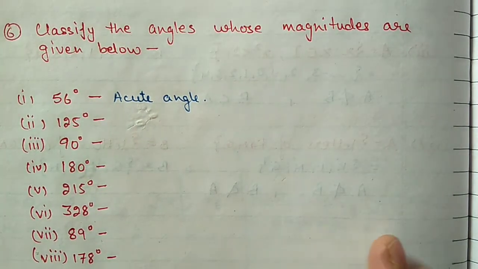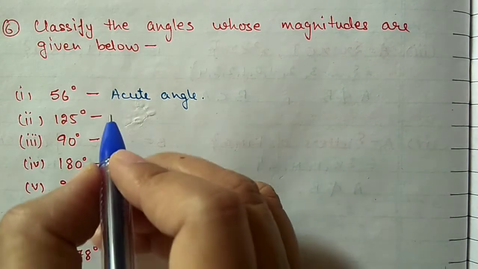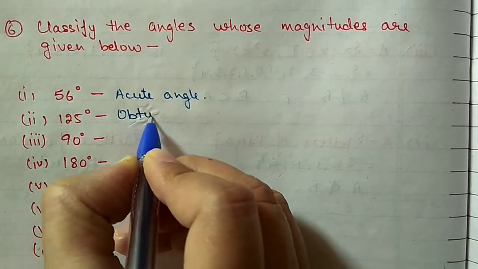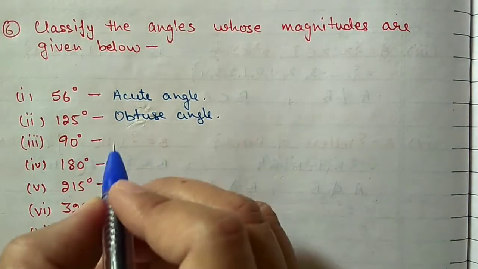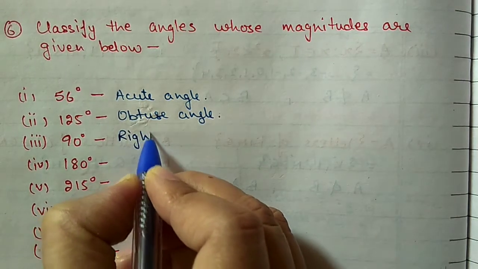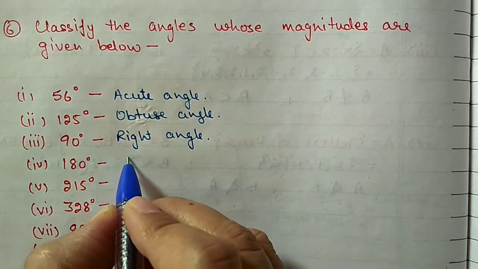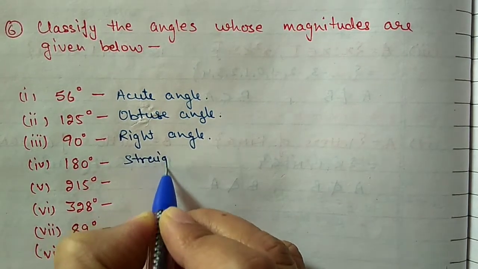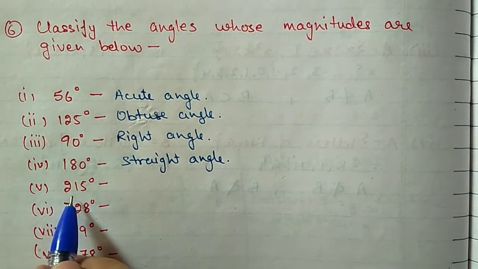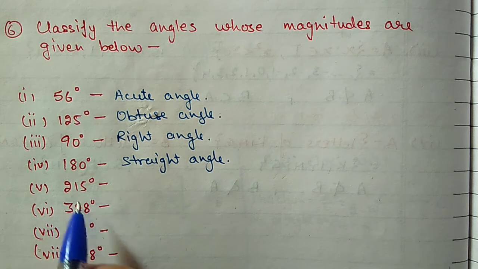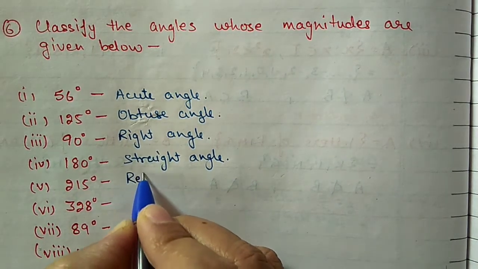Second angle is 125. 125 is more than 90 but less than 180 degree. It means it is an obtuse angle. Third is 90 degree. 90 degree we will call a right angle. And 180 degree means straight line angle. You can write straight angle. Next 215, which is more than 180 but less than 360 degree. It means it is a reflex angle.